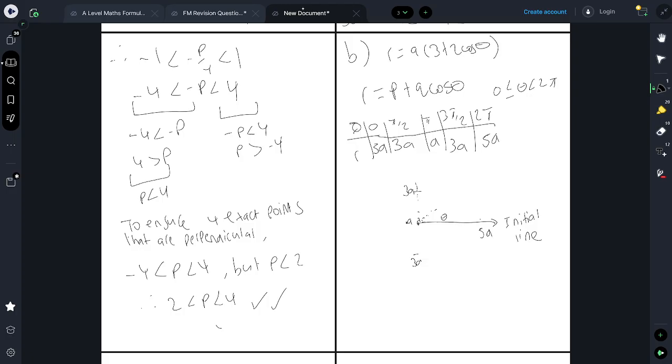But if it's just cos theta, it's a normal angle. Just consider the different parts of the graph. So 0, pi over 2, pi, 3 pi over 2, and then 2 pi again. Okay, so I waffled a bit there, but that's the main method.